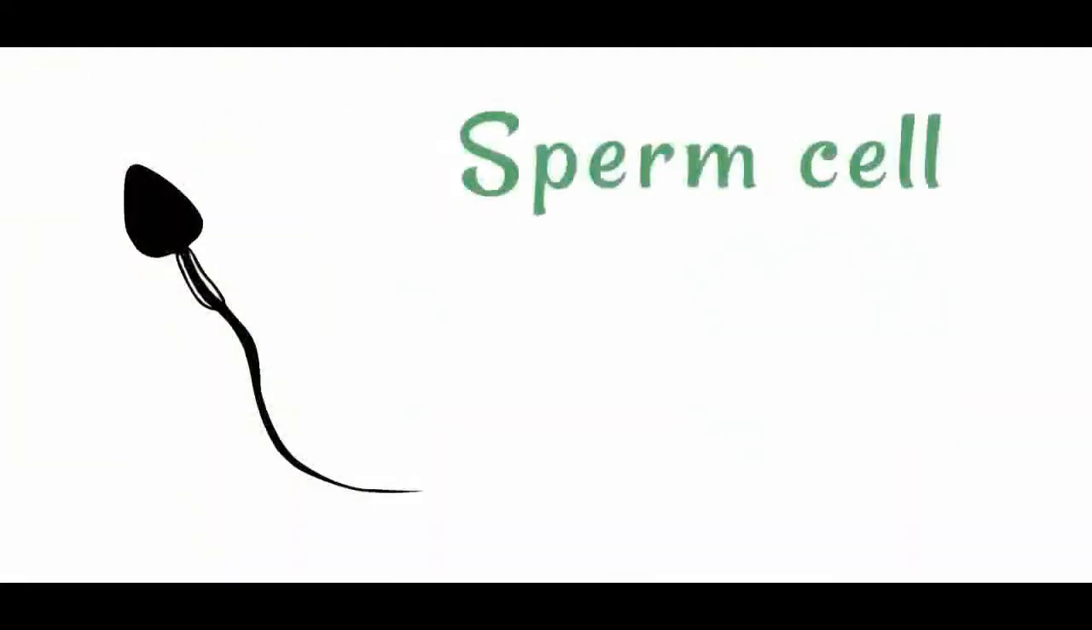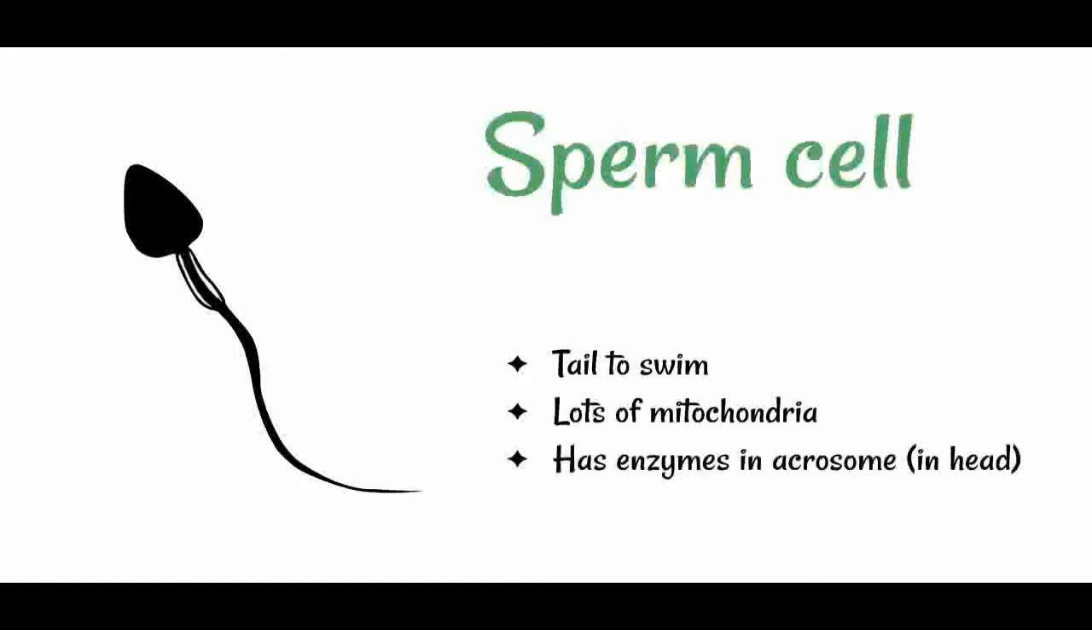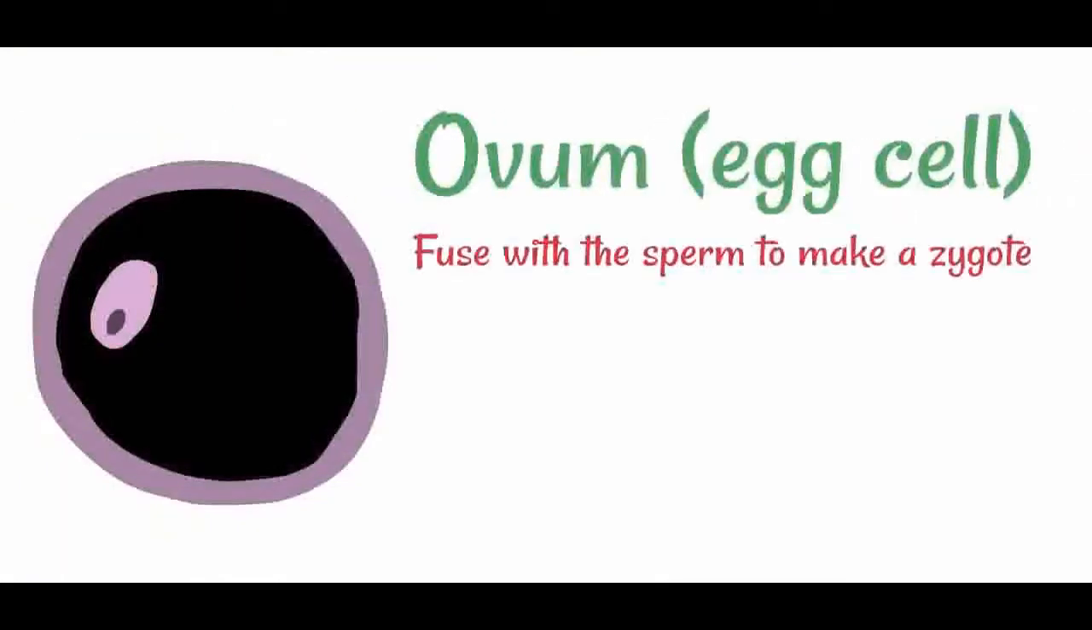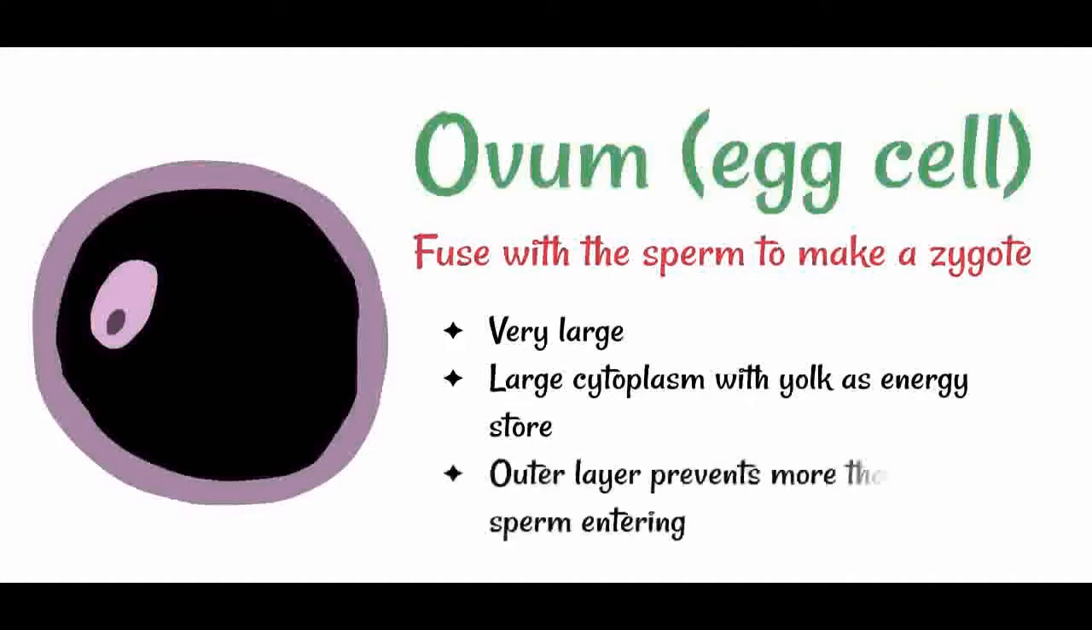Sperm cells are able to fuse with an egg cell known as an ovum to produce a zygote. They've got a tail to swim, they've got lots and lots of mitochondria, and they've also got enzymes in the head inside of something called the acrosome. Next up is the ovum, which, as we've said, fuses with the sperm to make a zygote. This cell is particularly large. It's got a large cytoplasm with yolk as an energy store, and it's also got an outer layer that prevents more than one sperm from entering.